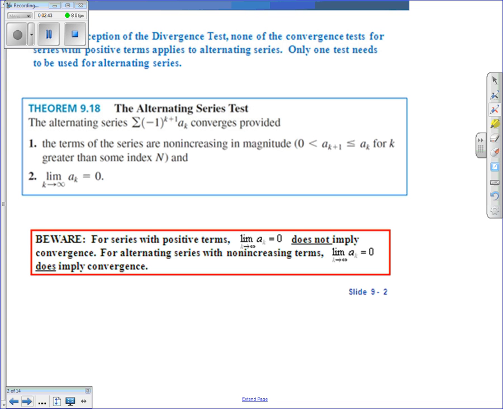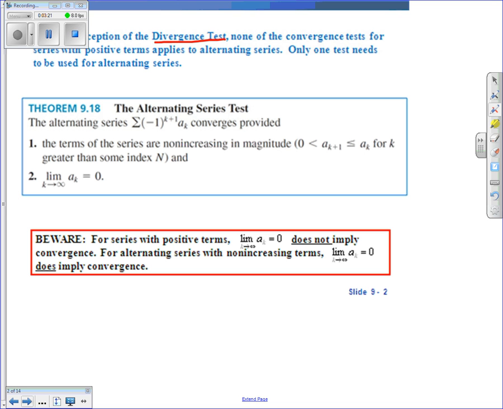Now, the tests that we've run previously, if you go back and read the statement of them, they all said if the a sub k's were positive. The only test that we've used so far that we can actually use when the terms are not positive is the divergence test. So the divergence test is the only test we've learned previously that can be used when we're using alternating series. Now there's one other test that we're going to use, and that's called the alternating series test. And it's very powerful so that you really don't need any of the other tests.